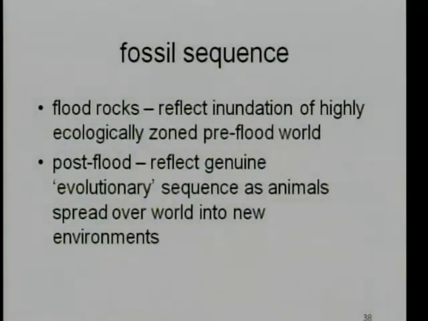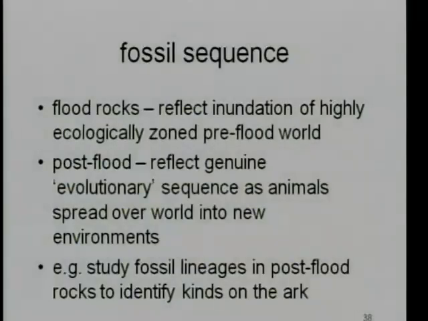Post-flood, we are actually looking at the development of creatures over time, as they're spreading out over the world and developing into new environments. So we're almost looking at evolutionary sequences in those rocks. Things like the horse, the sequence of horses, is something that creationists would accept. It's showing a development in these creatures over time.